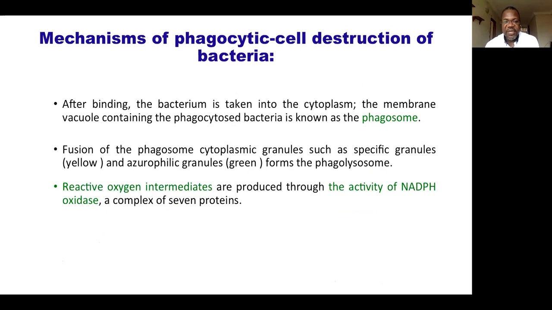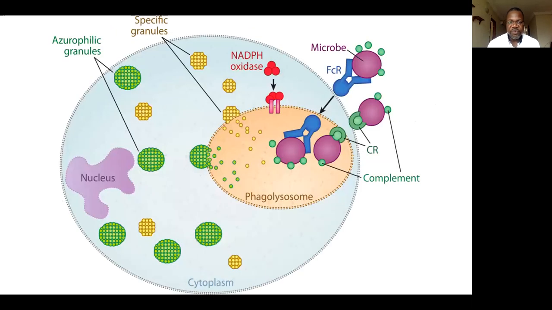Then there will be a number of processes, like fusion of the phagosome with cytoplasmic granules, what we call specific granules, and azurophilic granules will be released. And you will have another process to destroy the bacteria, which is the release of reactive oxygen intermediates that are produced through NADPH oxidase activity. So this is what we see here.